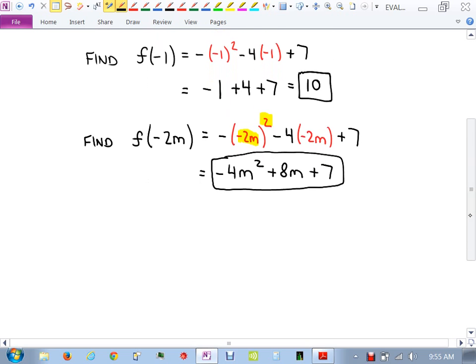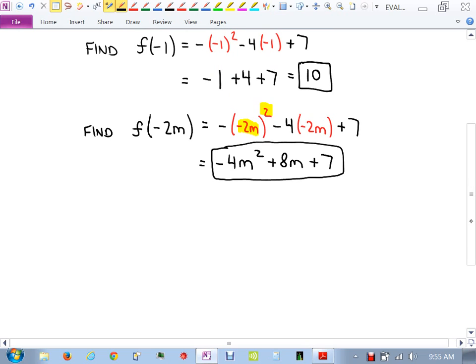We'll do one more. How about find f of x plus h? Now think through this, okay? What this is saying is to plug what in for x? x plus h. So everywhere you see an x, you're going to replace it with x plus h.